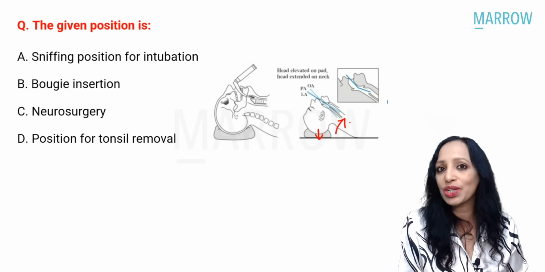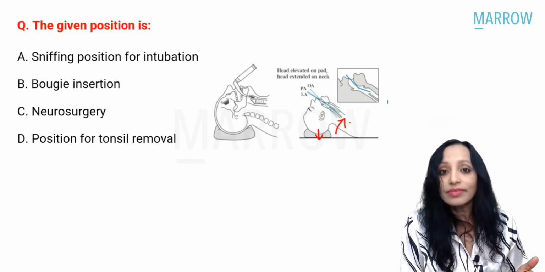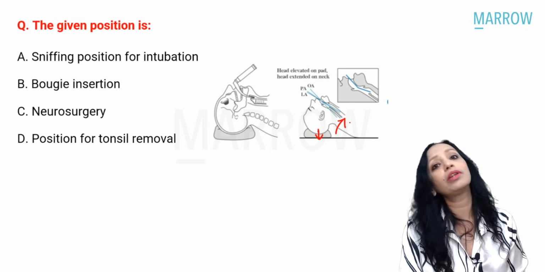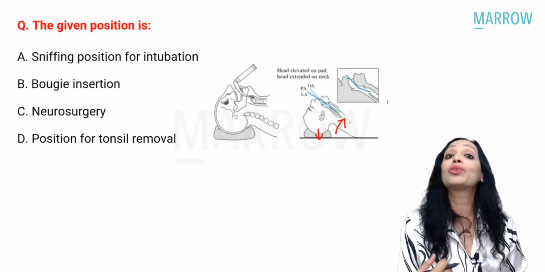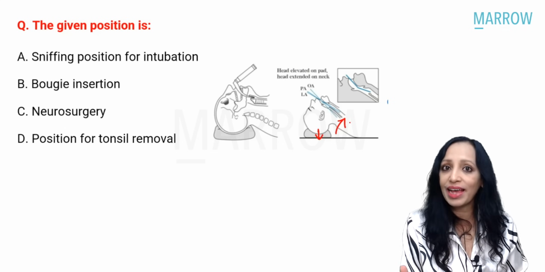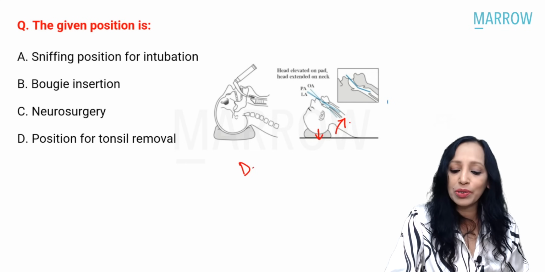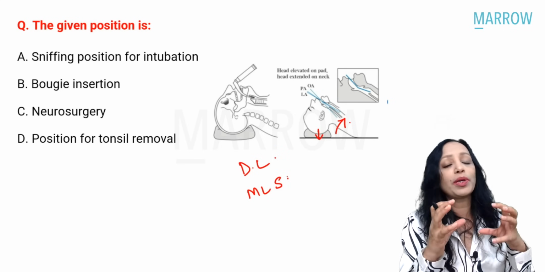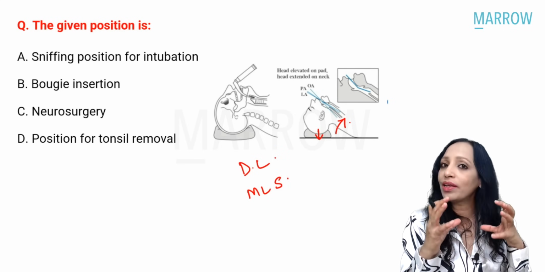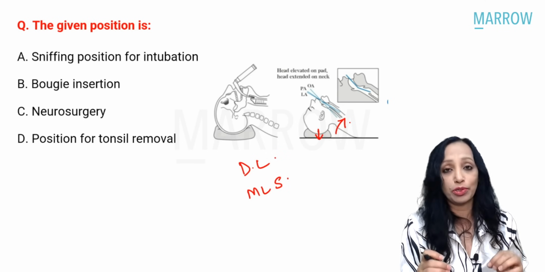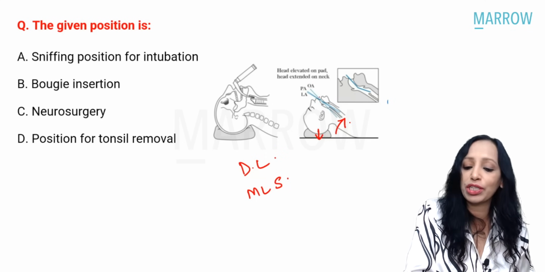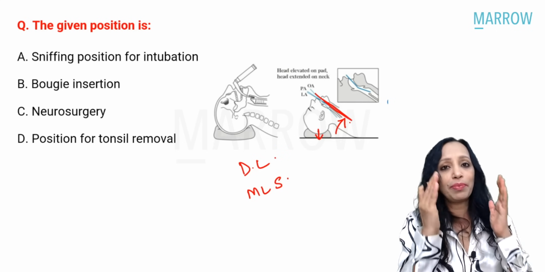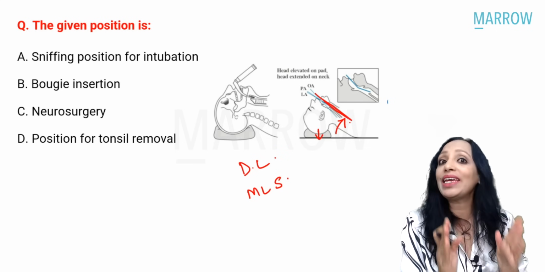So what is this position? This is exactly like sniffing. Flexion here at the neck, extension at the atlanto-occipital. So this is known as sniffing the morning air. This is also known as the barking dog position. And this is used for direct laryngoscopy. This is used for MLS, microlaryngeal surgeries, all the microscopic surgeries of the larynx. All the laryngeal surgeries are done in this position. Why? Because this aligns the axis of the oral cavity with the axis of the larynx and the pharynx. So it makes our viewing of the larynx very, very easy, right?